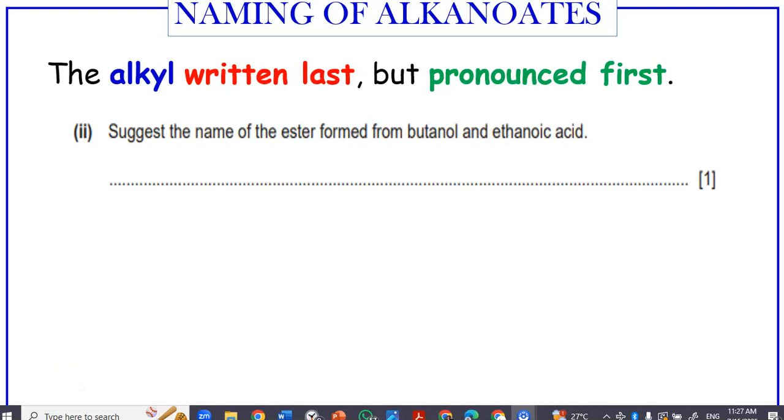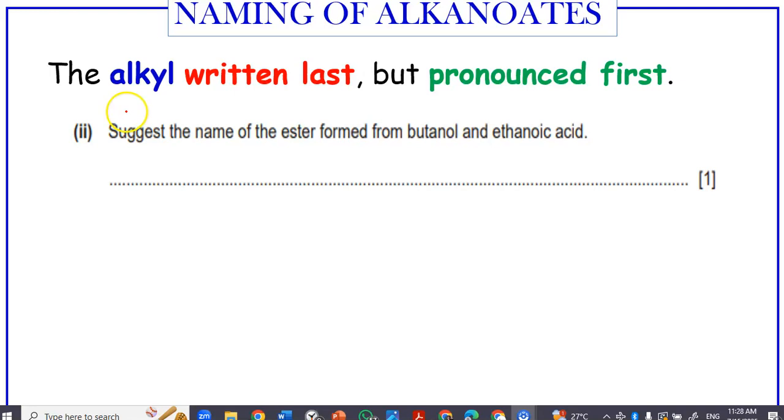Okay, naming of esters. Remember, in our previous video, I told you that in drawing the structure of esters, since they are formed between two families, carboxylic acid and alcohols, you draw the carboxylic acid part first and the alcohol part last. Okay? Now, if you are writing the formula of an ester, don't forget that.